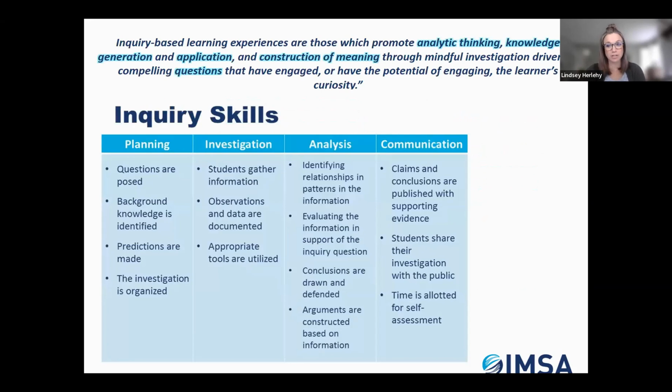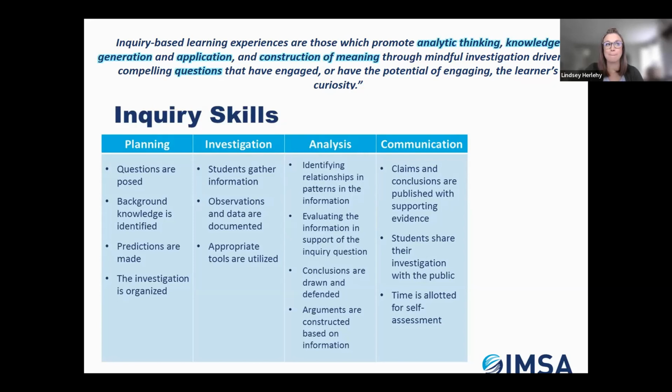We also know that this supports the understanding of what inquiry is. Now this definition up here is the definition of inquiry that IMSA uses, but you can see here that there are 4 different pieces of inquiry skills: planning, investigating, analyzing, and communication. And these are all things that we have done during 3-act math tasks. Under planning, we have asked questions and we've made predictions. We did estimating. Investigation: Act 2 was all about gathering information, making observations, and using tools.